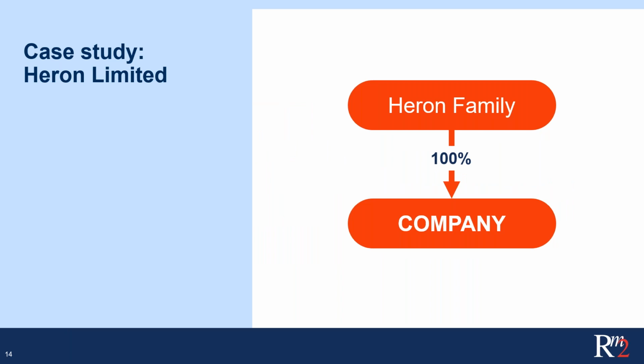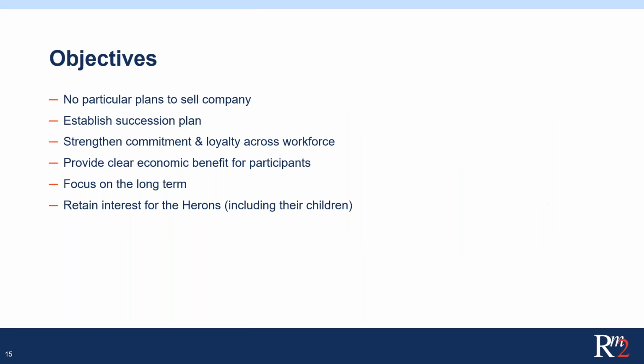We've got about 5 minutes, so I thought I would just run through a quick case study. This is a client of ours that set up a SIP called the Heron family, mainly Mr. Heron, but the Heron family owned 100% of Heron Limited, let's call it. Mr. Heron didn't really have any particular plans to sell the company. He did want a succession plan. He wanted his workforce commitment and loyalty to be strengthened, and he also wanted participants in any share plan to be provided with a very clear economic benefit. He was very much looking at the long term, and crucially, he did want to retain some interest for the Herons, including all the Heron children.